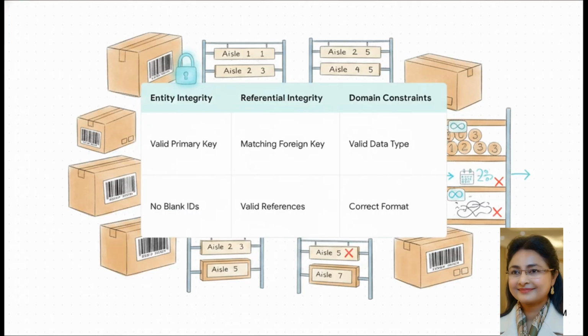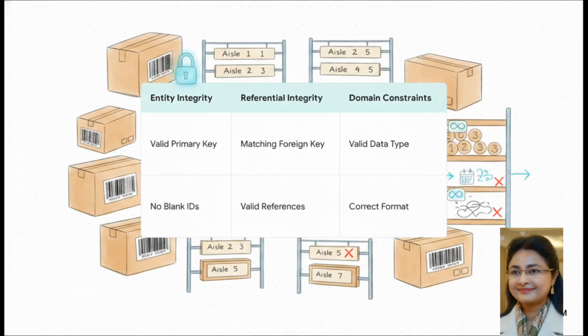Now, to prevent absolute chaos on that warehouse floor, we have to enforce strict safety regulations. We call these integrity constraints. Take entity integrity, for example. Every item needs a unique ID barcode, a primary key, and it absolutely cannot be blank. No mystery boxes allowed. Then there's referential integrity.